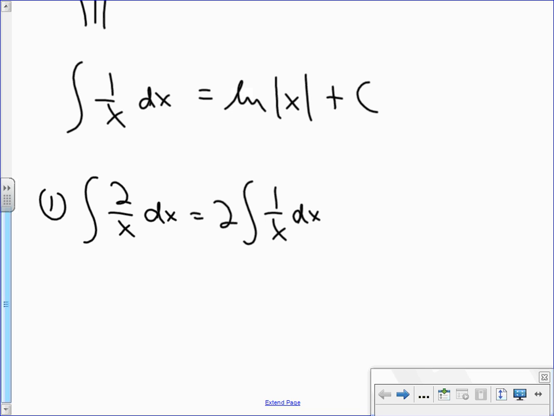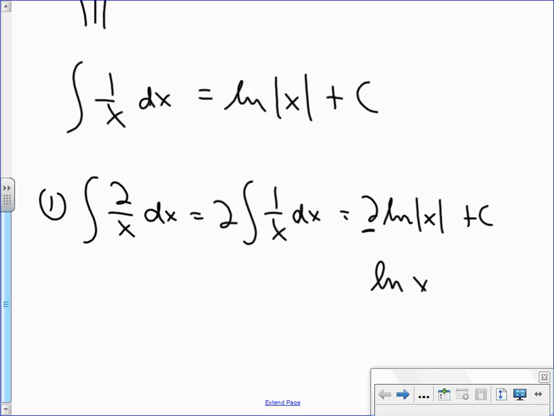Okay, and so this answer would be 2 times the ln of the absolute value of x, plus c. And then one of the other things is recognizing what it might do to an answer with all those ln rules that we've got. Yes? So what could you do if you have a 2 right here? You could square it.